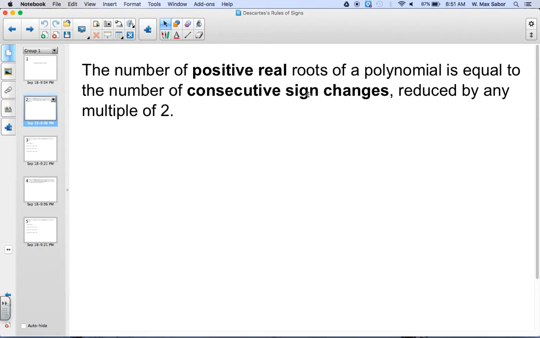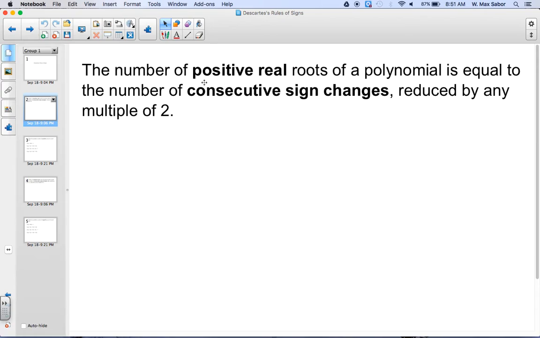number of consecutive sign changes reduced by any multiple of 2. So, let's break down the different pieces of what this is saying. Positive real roots. So this counts for all real roots, but only the positive ones.